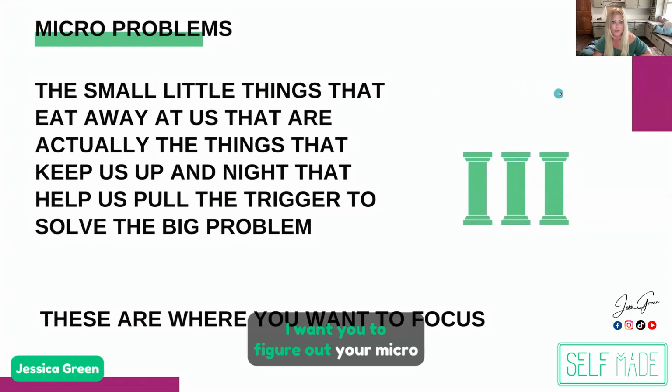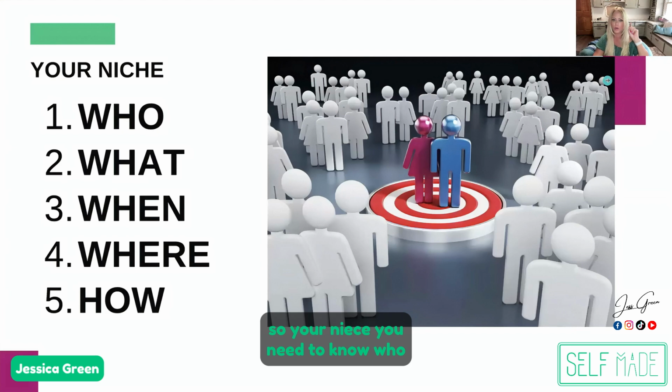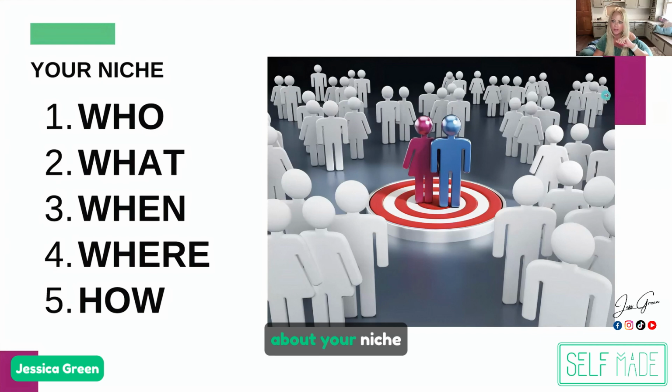I want you to figure out your micro problems when it comes to your avatar and what you're trying to serve them with, so that you can solve their problems the best. So your niche, you need to know who, what, when, where, and how. Who you're going to serve, what you're going to serve them, when you're going to serve it to them, where you're going to serve it to them, and how you're going to serve it to them. Okay, that is what you need to figure out about your niche.